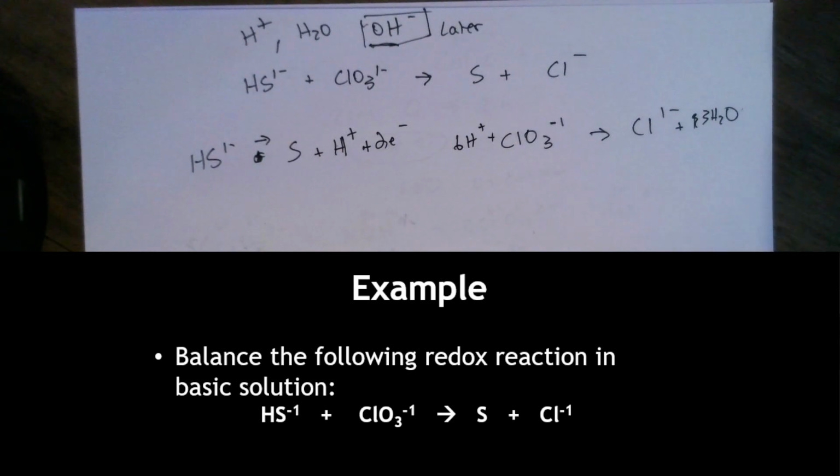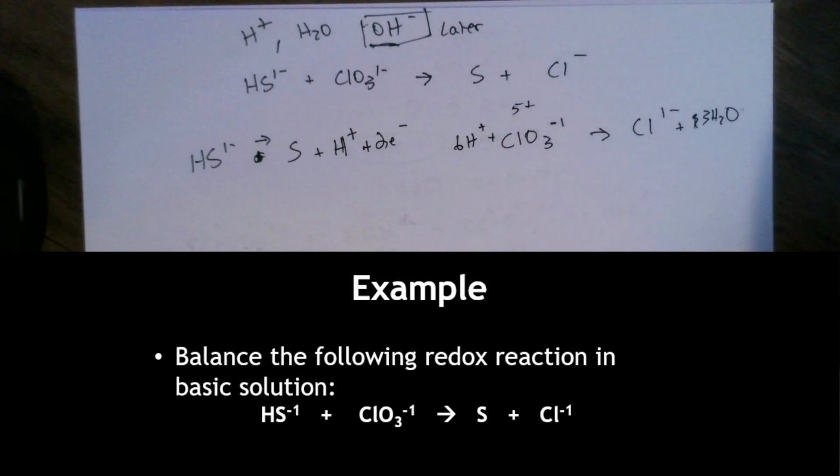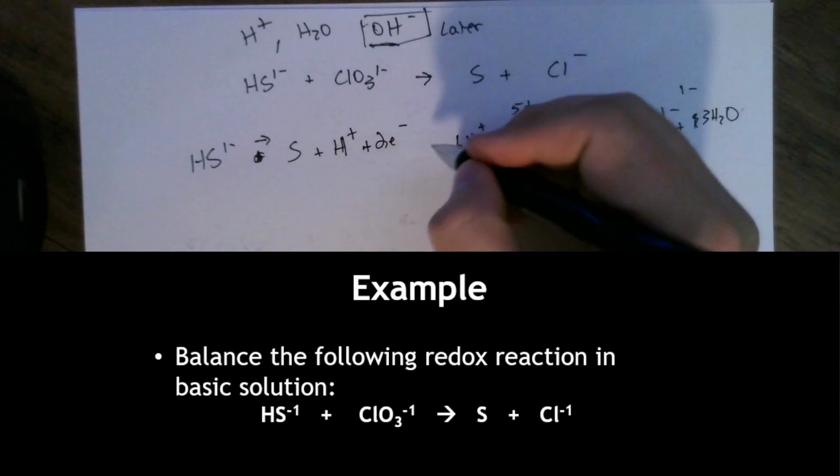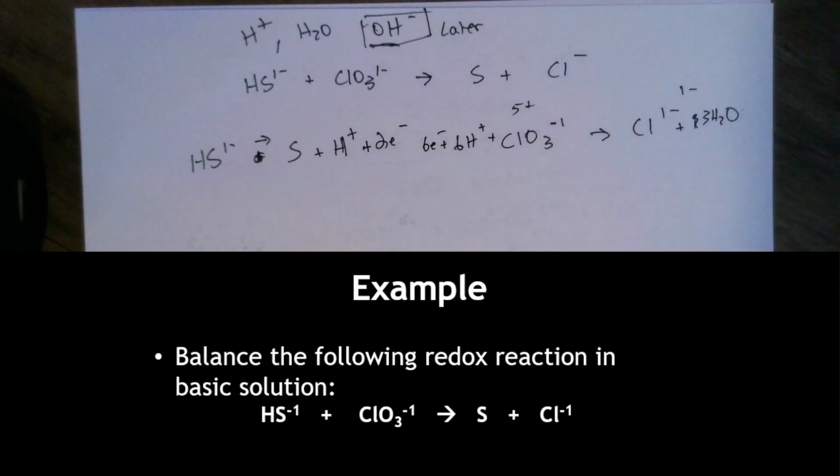Now I need to balance out my charges. This is 6 plus and 1 minus. This equals 5 plus. This is just 1 minus. So I need to add 6 electrons to make them equal. That half reaction is now balanced.